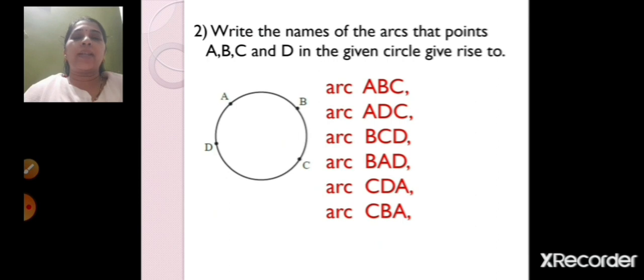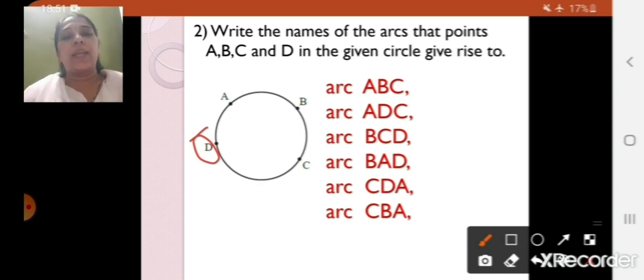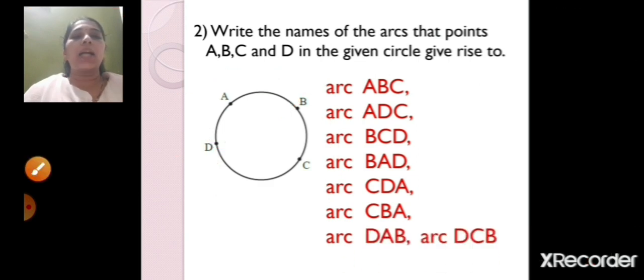Now the last point remaining is D. So this is your point D. Now we'll make a line from D to B. Now we can write the arc easily. You can write it as DAB and DCB. So write it down, students. Arc DAB and arc DCB. So students, I hope you are understanding how we are writing the arcs. For your understanding, you can make a dotted line between the 2 points and you can write the arc, so that it will be easy for you to write it.